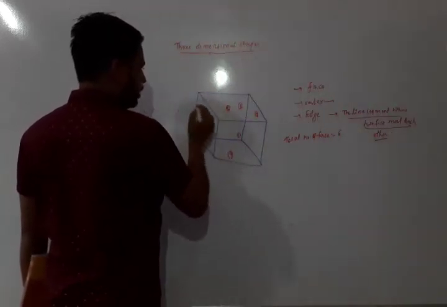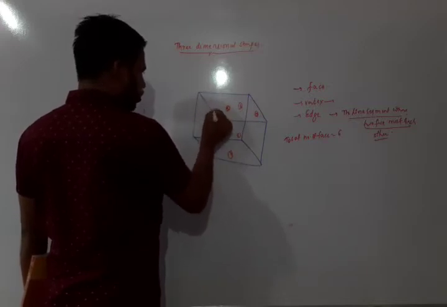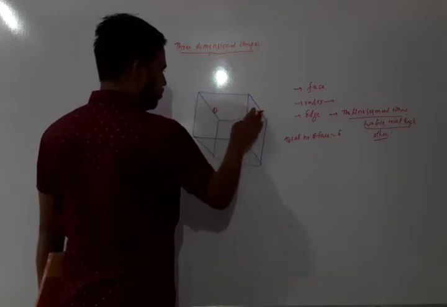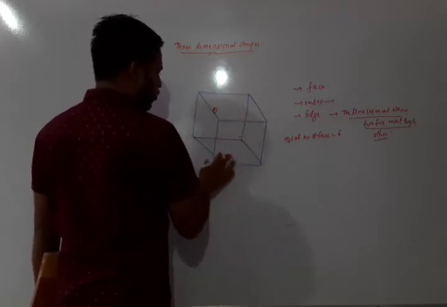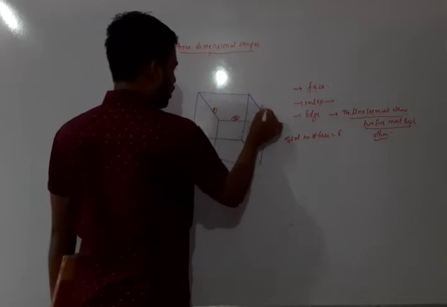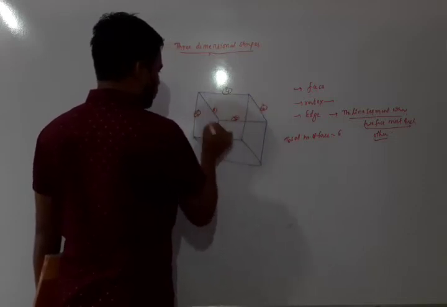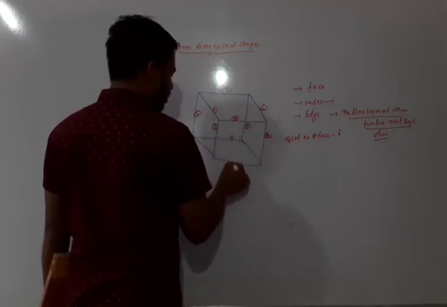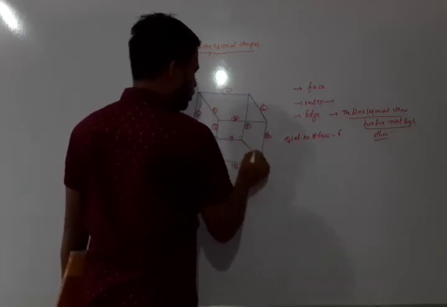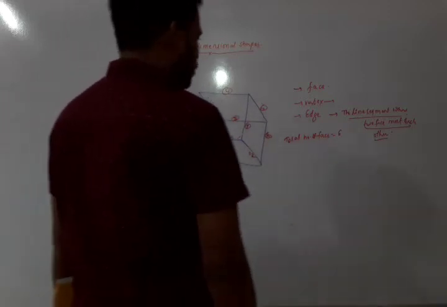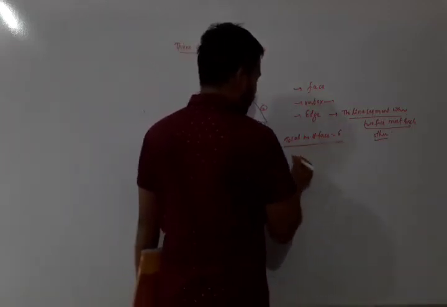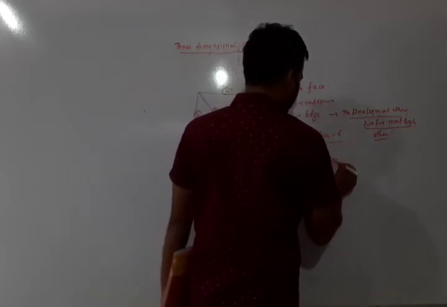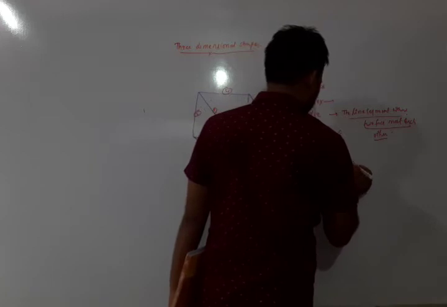Now the total edges will be this. Here this face is meeting the back one. So 1. Now we will see the total number of edges. 1, 2, 3, 4, 5, 6, 7, 8, 9, 10, 11, 12. So the total number of edges will be 12.